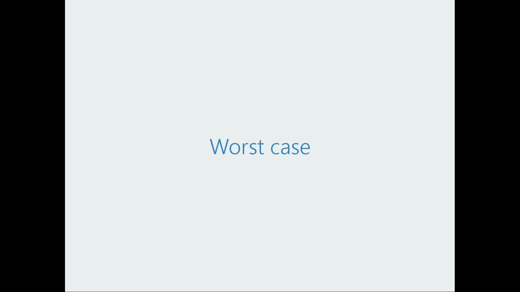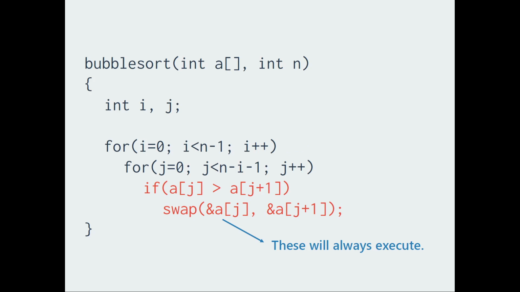Worst case for bubble sort. Again, the worst case happens when the maximum amount of code is executed. For bubble sort, that means when the array is reverse sorted. With that kind of input, these lines will always execute. So we simply have to count the number of times these execute.